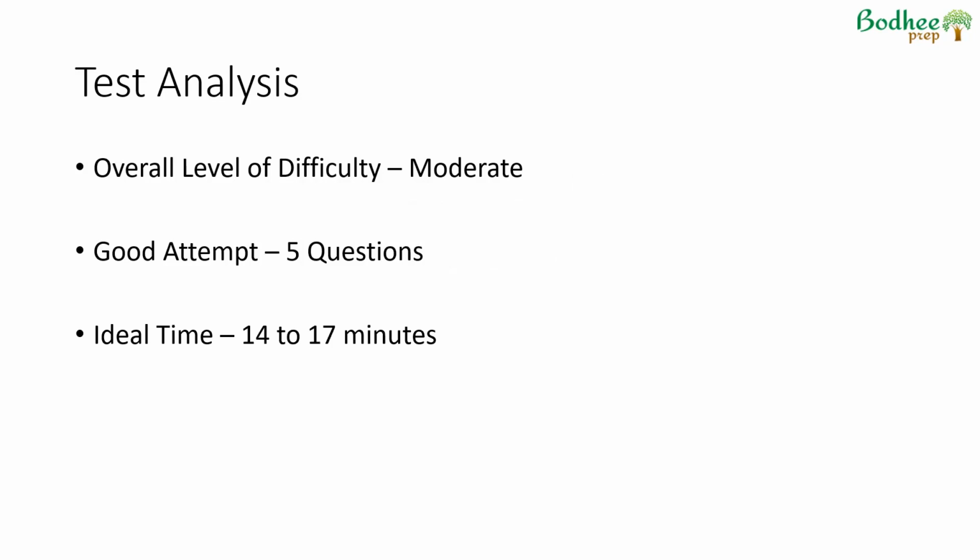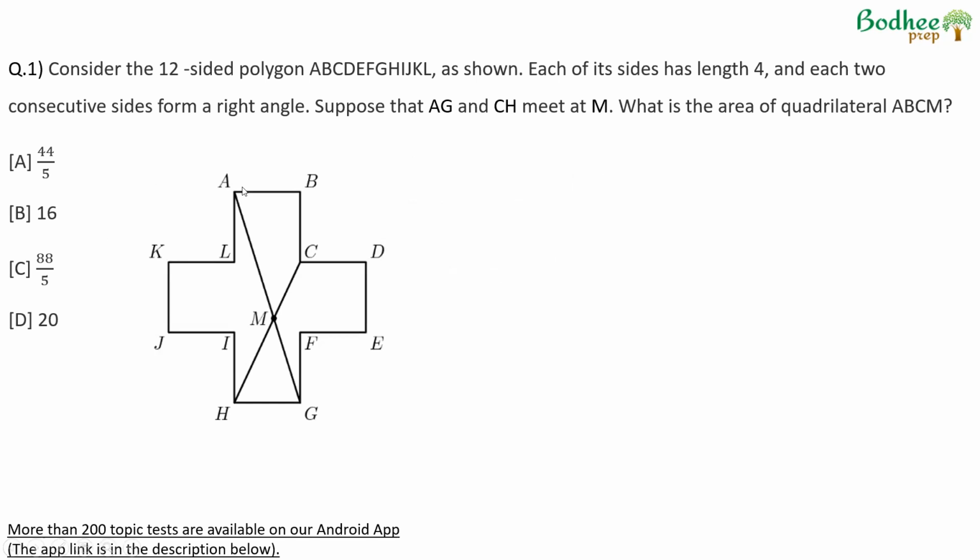5 questions net correct. If we look at the questions, it says: consider the 12-sided polygon A, B, C, D, E, F, G, H, I, J, K, L. Each of its sides has length 4, and two consecutive sides form an angle of 90 degrees. So this is 90 degrees, this is 90 degrees, and so on. AG and CH meet at M. What is the area of ABCM? ABCM, this part.